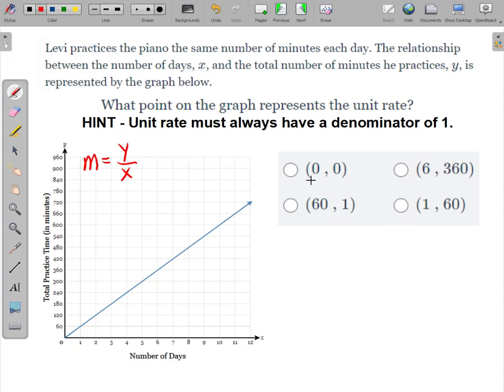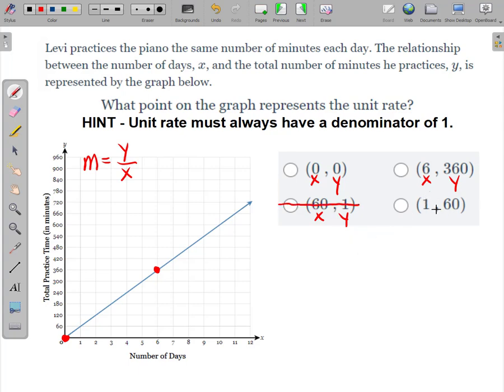So just to review graphing, I'm actually going to go ahead and graph these points right here. So this would be 0, 0. This one right here would be 6 and then 360. So right 6, up 360, so it looks to be right here. This one is x and then y, so this would be right 60, which is off the graph, and then up 1. So this is kind of a ridiculous answer. It's not even on the graph.